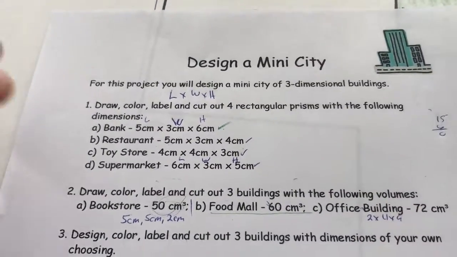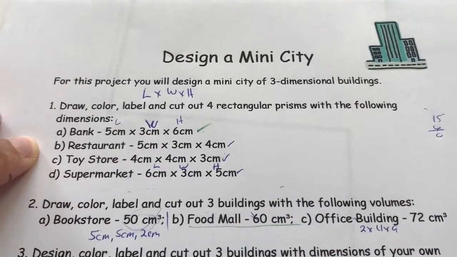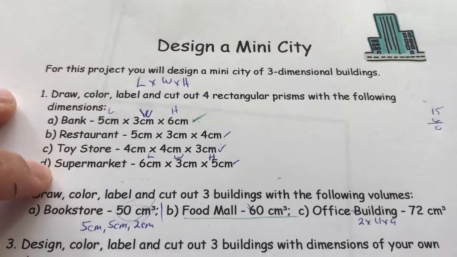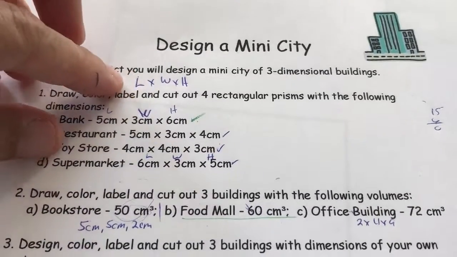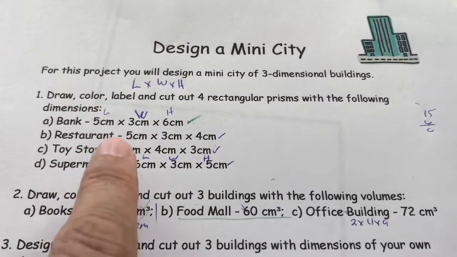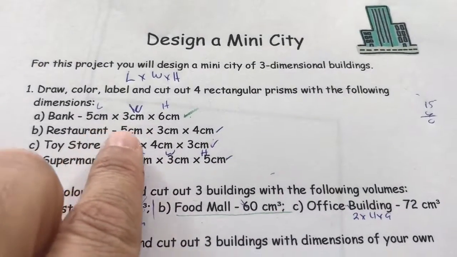So first of all, remember that we have to have these four buildings in your mini city. You have to have a bank, a restaurant, toy store, and a supermarket. Remember, the formula for volume is length times width times height. And for the model I'm building for class, I went ahead and listed all my measurements on top.